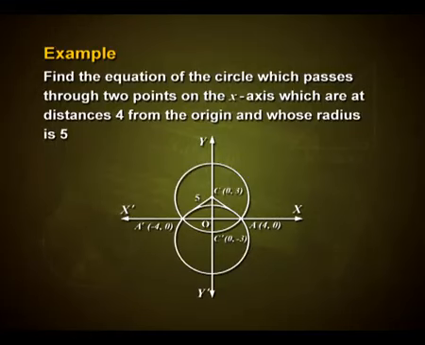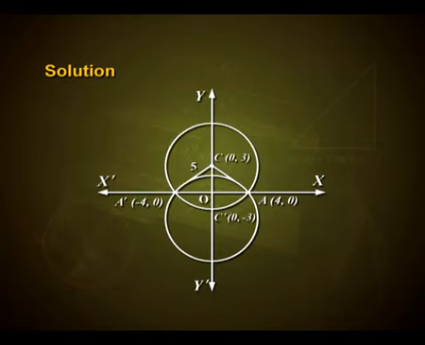Find the equation of the circle which passes through 2 points on the x axis which are at a distance of 4 centimeter from the origin and whose radius is 5. Look into the figure. We have here 2 circles passing through the x axis at points A dash (minus 4, 0) and A (4, 0). Centers are at C (0, 3) and C dash (0, minus 3) and the radius is 5.